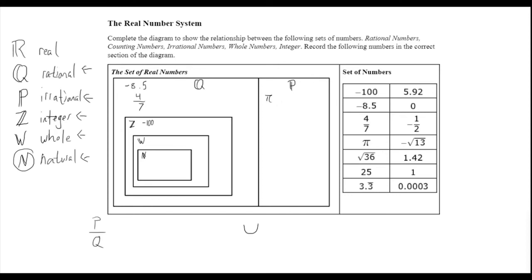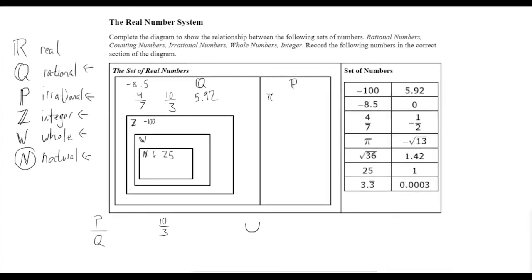The square root of 36 is 6. Now 6 can either go in integers, whole numbers, or the naturals, because it is positive and a whole number. And so we want to assign it to the simplest set that we can, and so it will go in the naturals. 25, much the same reason. 3.333 repeating, which is what this bar stands for, is the same thing as 10 over 3, which is, as you can see, a rational number. 5.92, much the same as before, it can be represented as 592 over 100.